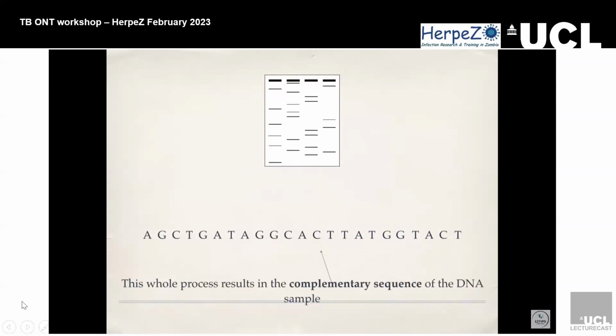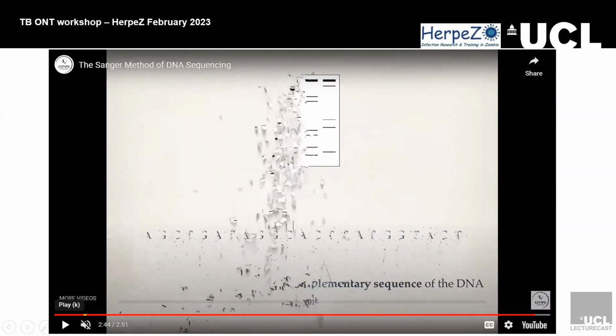In biochemistry, that was just the basic run through of Sanger sequencing, to be able to determine the sequence.